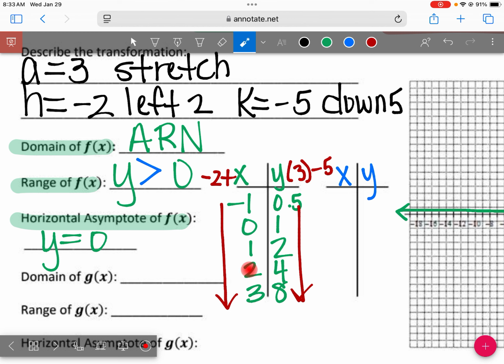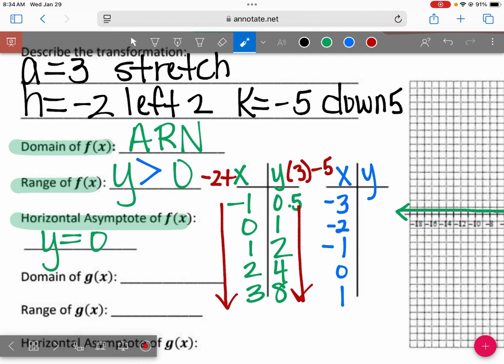So let's start off with this side. Add -2 to all 5 of these numbers. So you have -2 plus 1 and -2 plus 0 and -2 plus 1 all the way down. All right, who agrees with my new 5 x values? Who has that for their x values?